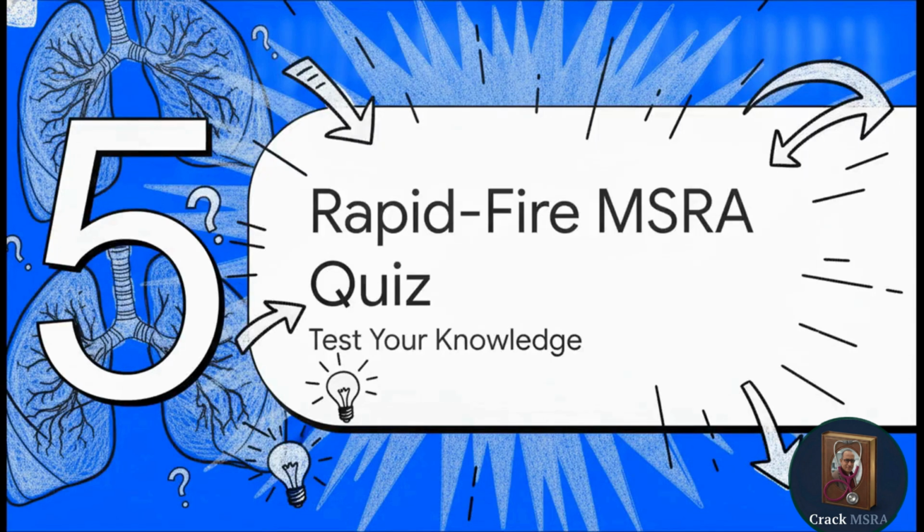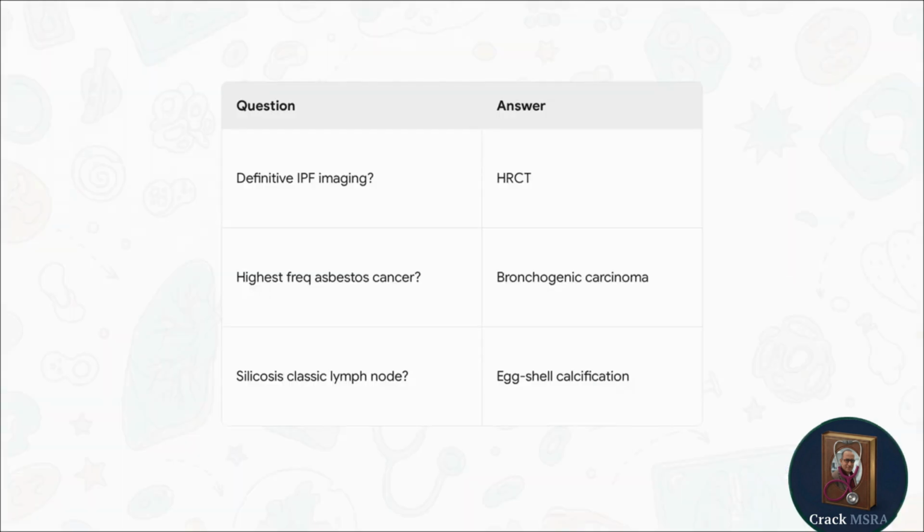All right, section 5. Wake up and get ready, because it is time for the rapid-fire MSRA quiz. Let's actively test everything we've just covered. Let's fire through these first 3. Question 1. What is the definitive imaging choice for idiopathic pulmonary fibrosis? That would be the HRCT, looking for that peripheral honeycombing.